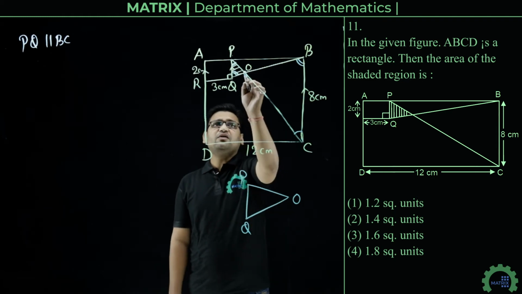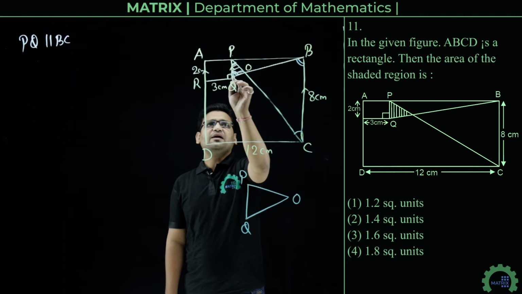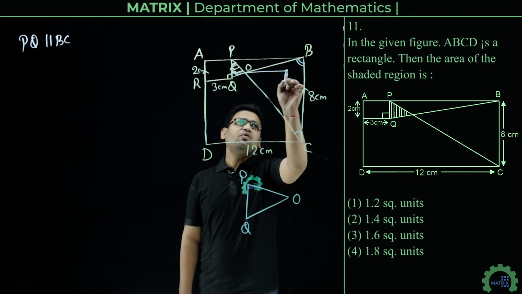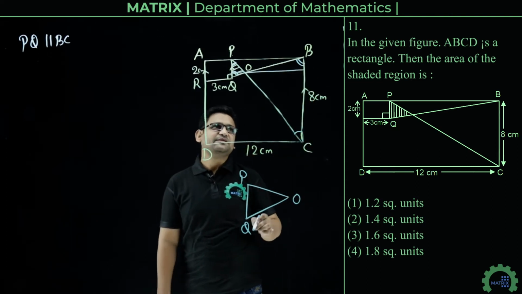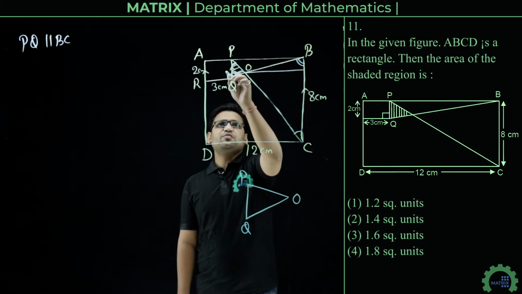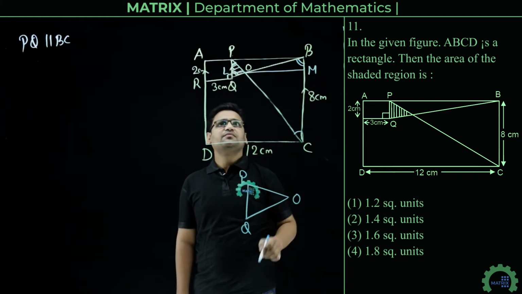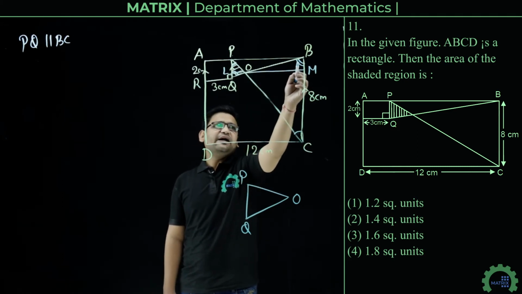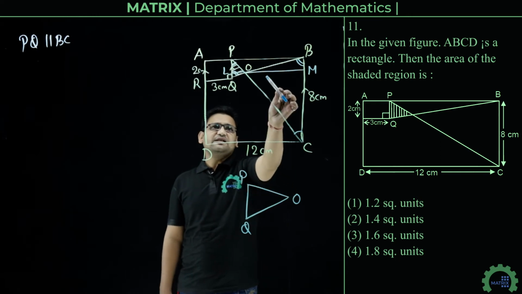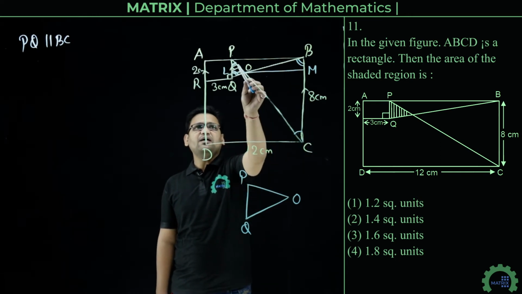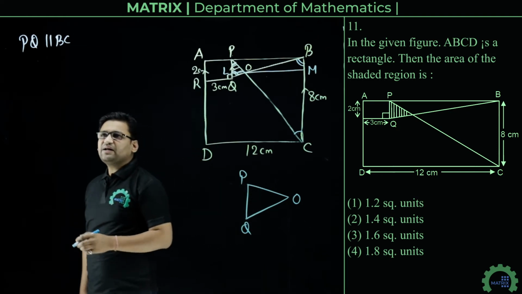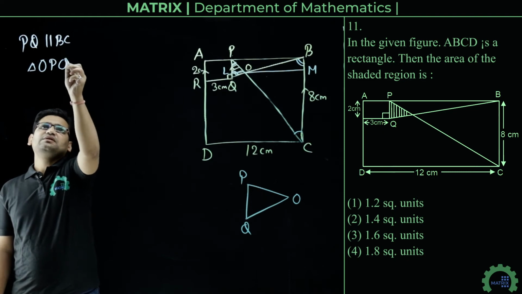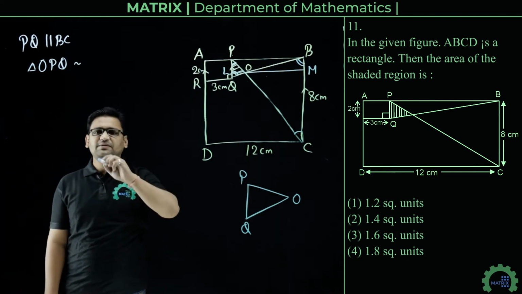So what we will do here, we will draw a perpendicular from point O on PQ and another perpendicular from O on side BC. Let's say these are points L and M. Now clearly we can see that this angle is equal to this angle and that angle is equal to this angle. So these two triangles, triangle OPQ is similar to triangle OCB, by AA similarity criteria.